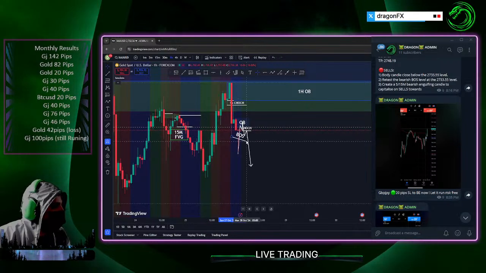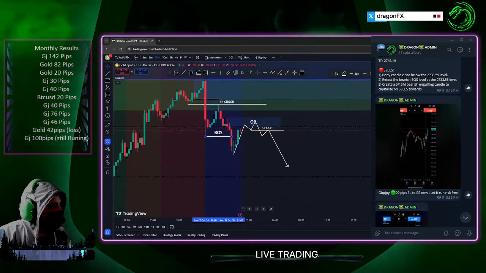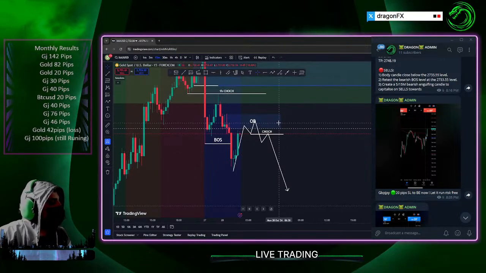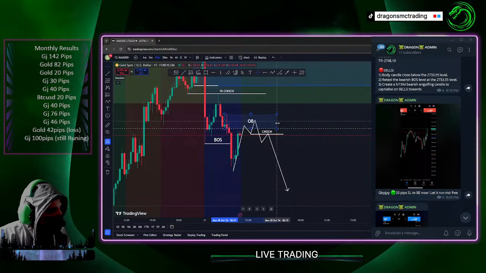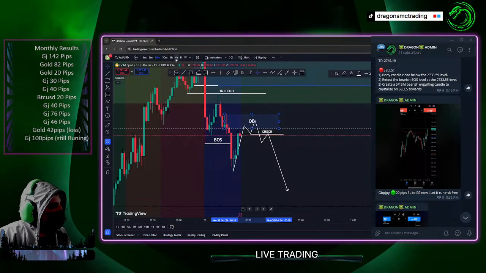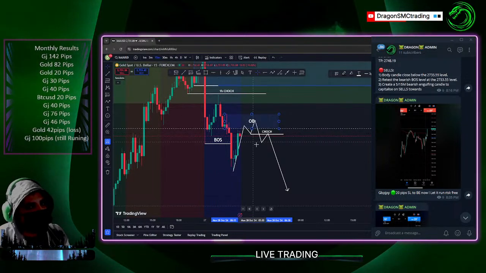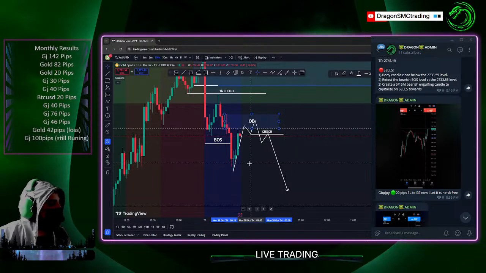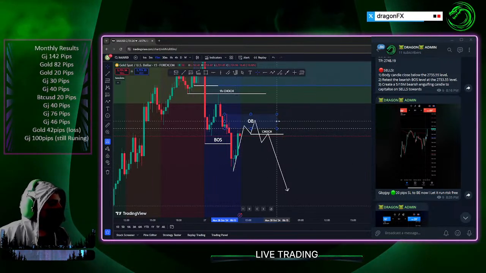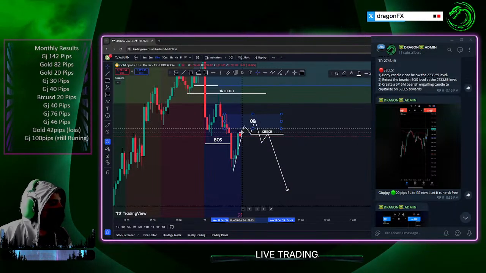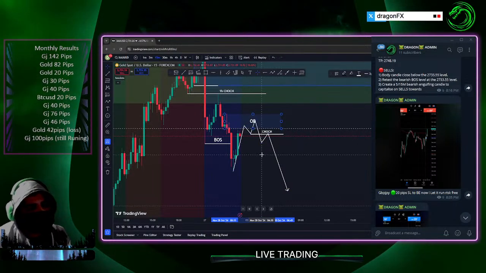We created a BOS, and if I zoom into the 15-minute time frame, what do I see? I see price created a 15-minute bearish OB once again. You see it, guys? It's the same thing happening on the higher time frames, the same thing happening on the lower time frames. It's just we're zooming in to see a clear picture. And as of right now, price is almost retesting this bearish OB. Right after price retests this OB, I'll be looking for two scenarios.